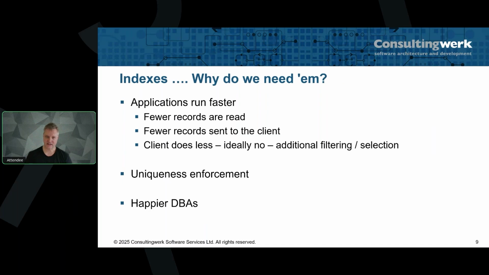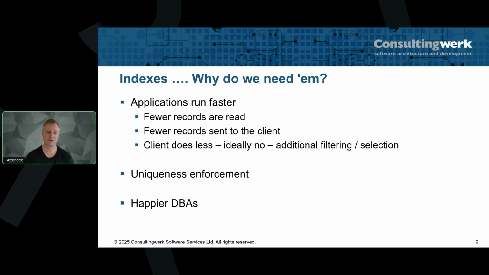If we select the right indexes, we read fewer records, we send fewer records, and then the client does, ideally but usually, less filtering and selection on the client. So it wastes less, if you will. And that's the main focus of doing this.